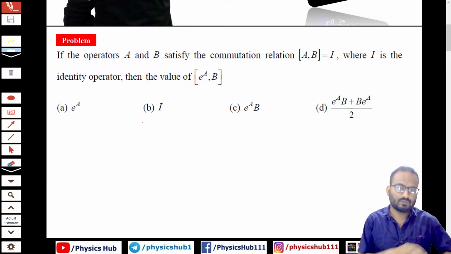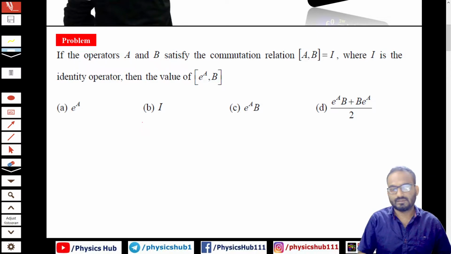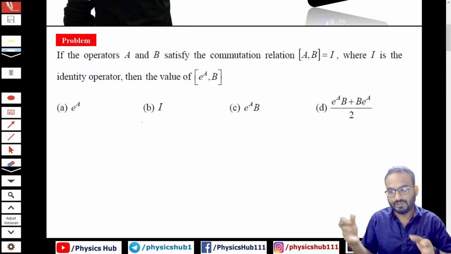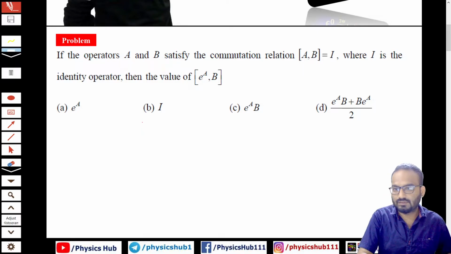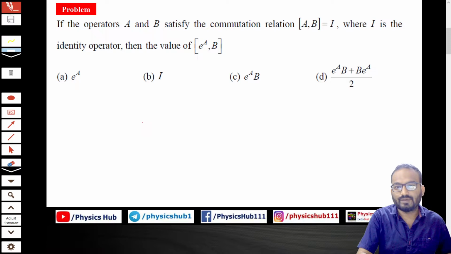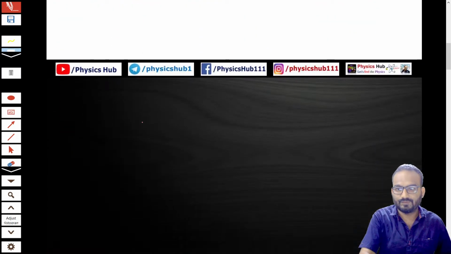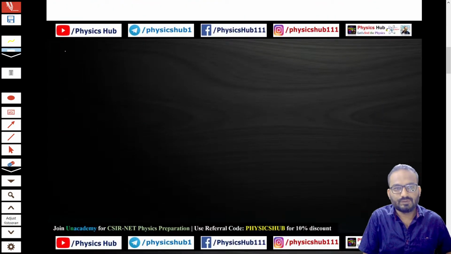So I think many of you know how to solve this kind of problem, but let me just reiterate it again, for those who do not know or know it vaguely. So after this, your idea will be clear. You have to find out the commutation between e to the power A and B, provided that [A, B] is equal to I. Okay, so let me just do it for you.